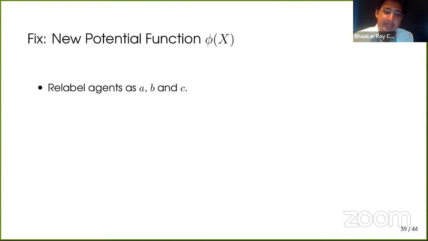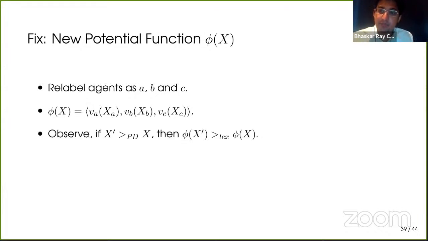We just relabel the agents as A, B, and C and look at a new potential. The potential is this lexicographic vector, which has the first component as the valuation of A, the second as the valuation of B, and the third as the valuation of C. Notice that if x prime Pareto dominates x, then phi of x prime is lexicographically larger than phi of x. So all the rules that I showed you earlier, you can still apply them.